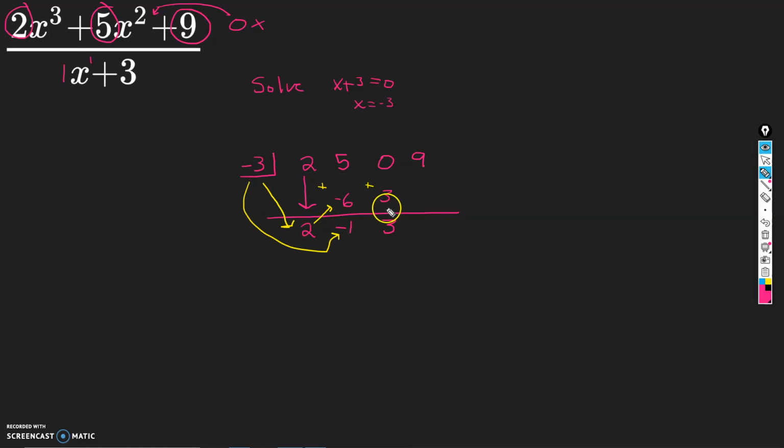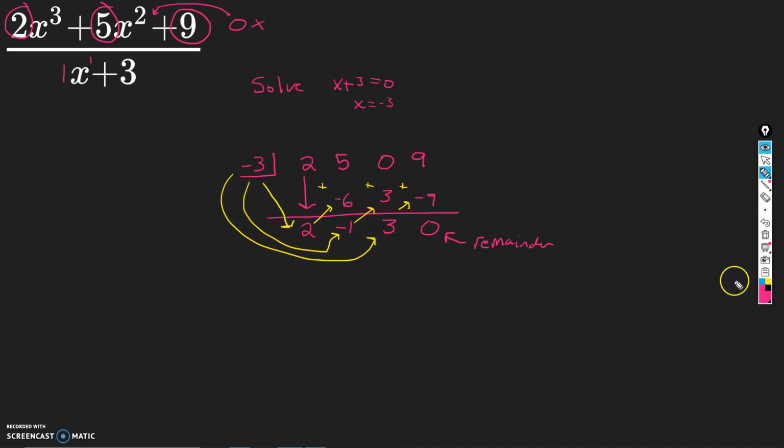And now, same thing, I'm going to take negative 3 and multiply it by 3. That number is going to go here. Negative 3 times 3 is negative 9. Again, I now add these together, and that's going to give me 0. So this guy here is the remainder. But if the remainder is 0, we don't have a remainder.